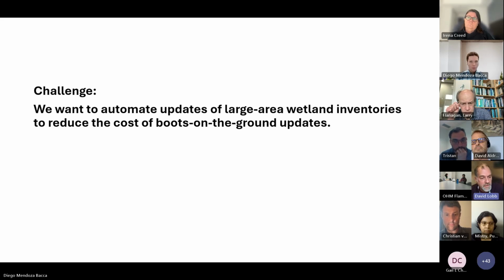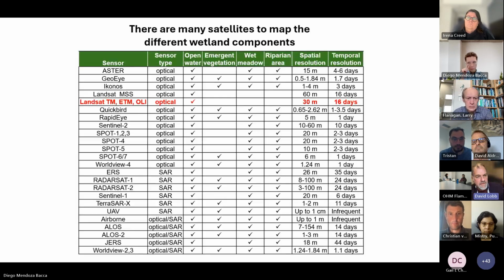And there are other challenges we've identified as well. Automating updates of large area wetland inventories to reduce the costs of boots on the ground updates. That's a major challenge we have. And if we go to the next slide, there's a list of technologies which help inform that. To that end, there are many satellites to map the different wetland components, but thinking back to the previous slides, to capture the desired spatial and temporal resolution will require considerable innovation. Next slide.